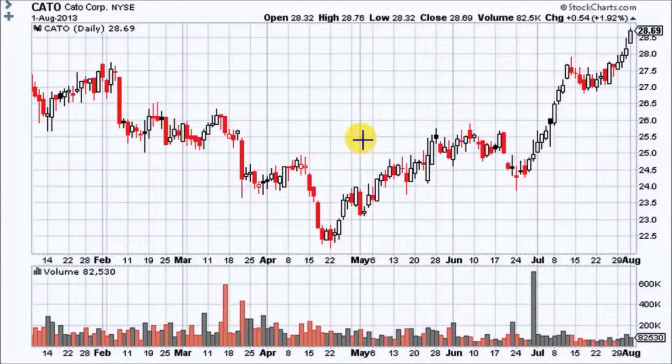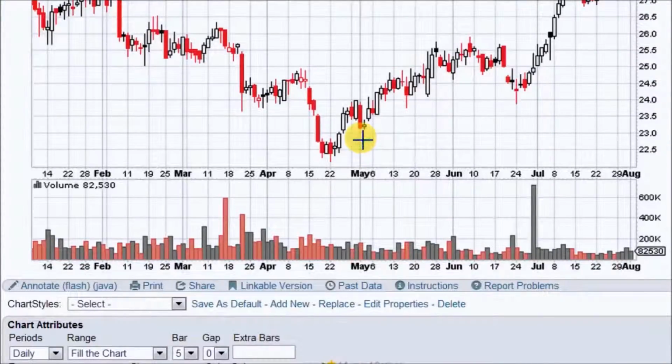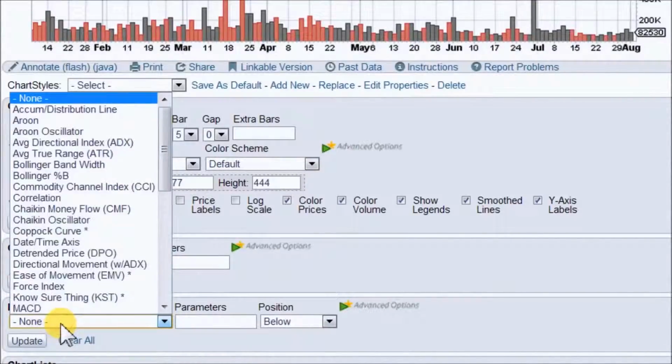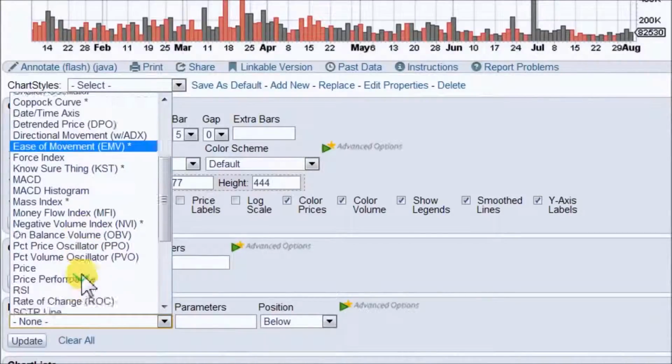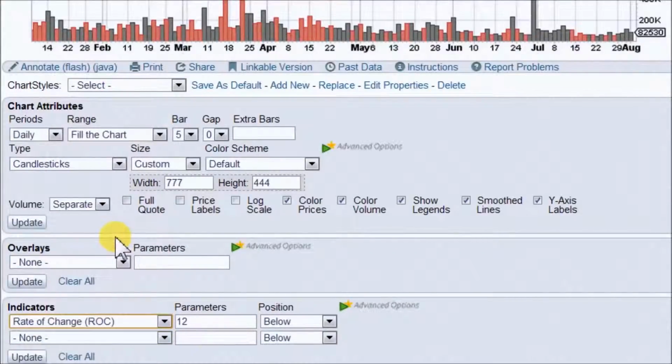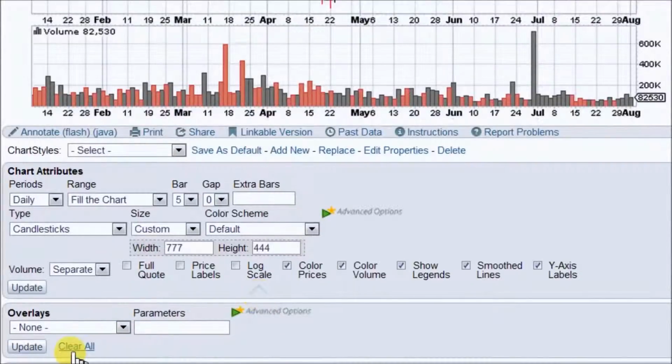Now let's go ahead and load one up on this chart of CATO here at StockCharts.com. First of all, let's go down to indicators. Click on the box there and scroll down to the R's, where you will see rate of change, ROC. Click that. Okay, as you can see, it's set at a period of 12-day look back, so it's measuring the rate of change over the last 12 days.